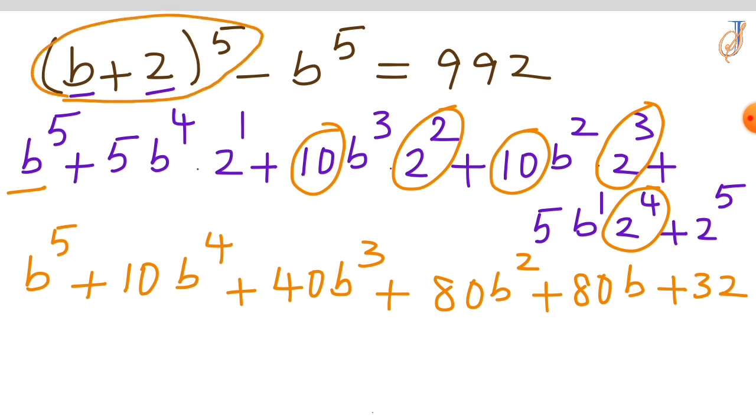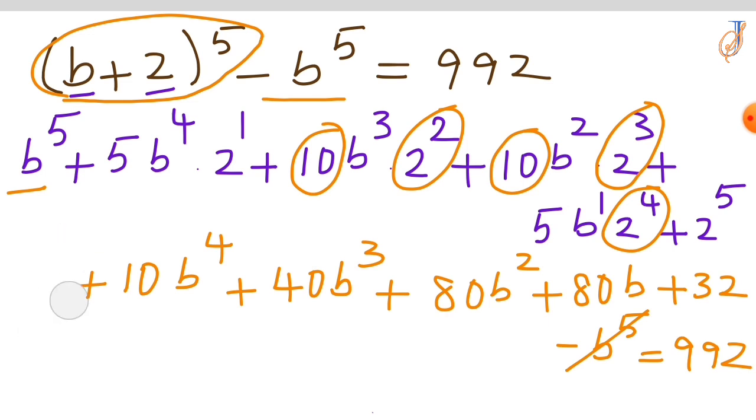Still we have minus b to the power 5. Just take it, minus b to the power 5, that is equal to 992. Here plus b to the power 5 and minus b to the power 5 get cancelled. Now we have only this expression: 10 b to the power of 4 plus 40 b to the power of 3 plus 80 b to the power of 2 plus 80b plus 32 equals 992.